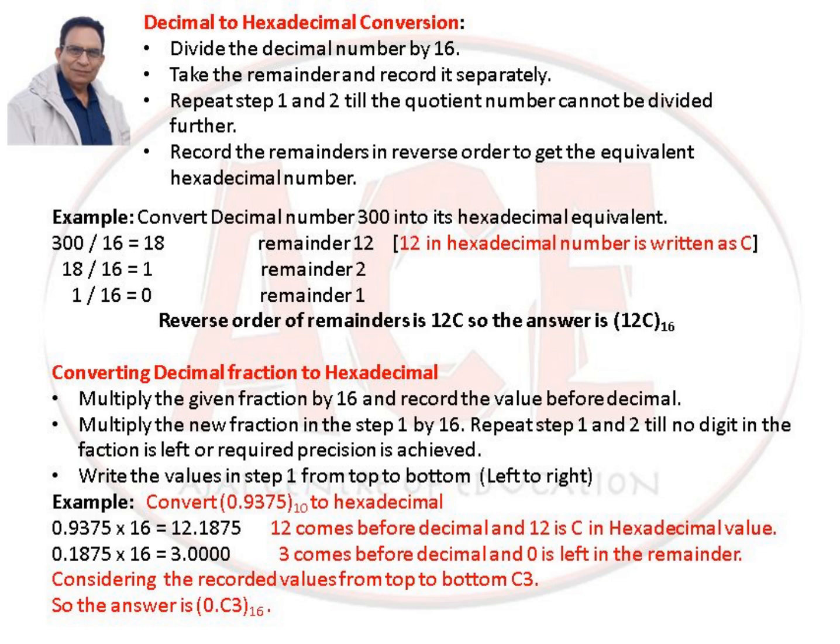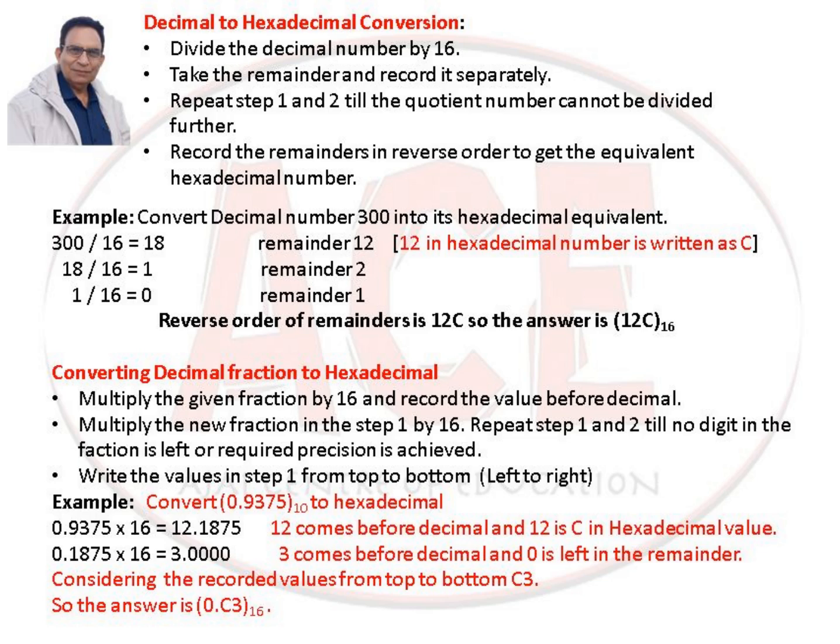Example, convert decimal number 300 into its hexadecimal equivalent. 300 divided by 16, the quotient is 18 and remainder is 12. 12 is recorded separately in the hexadecimal number. 12 is equivalent to C. The quotient 18 is divided by 16, the quotient comes 1 and remainder is 2. 1 cannot be divided further, so it is recorded as such as a remainder. Considering the reverse order of the remainder values, we are getting the hexadecimal value 12C base 16.